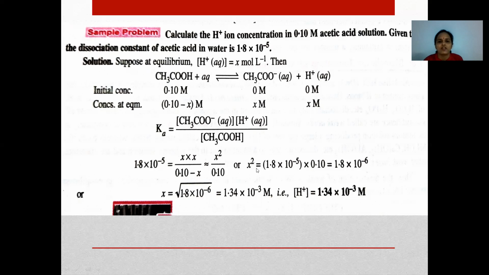We'll calculate the value of X squared and it comes out to be 1.8 into 10 raised to minus 6, or X equals root over 1.8 into 10 raised to minus 6, and its value comes out to be 1.34 into 10 raised to minus 3 molar. That is, X here is the H+ ion concentration, which is equal to 1.34 into 10 raised to minus 3 molar. Hope you have understood this problem.